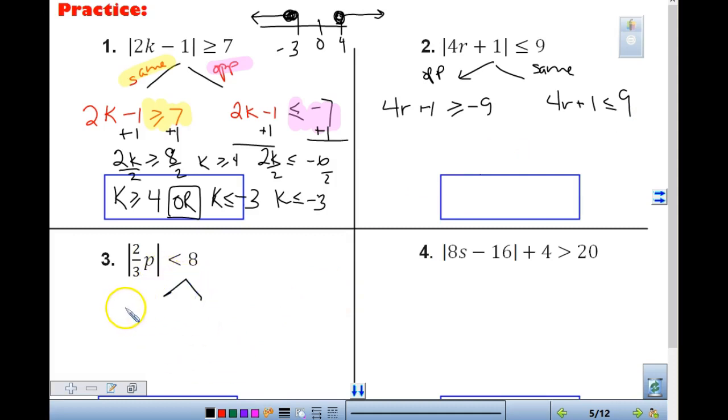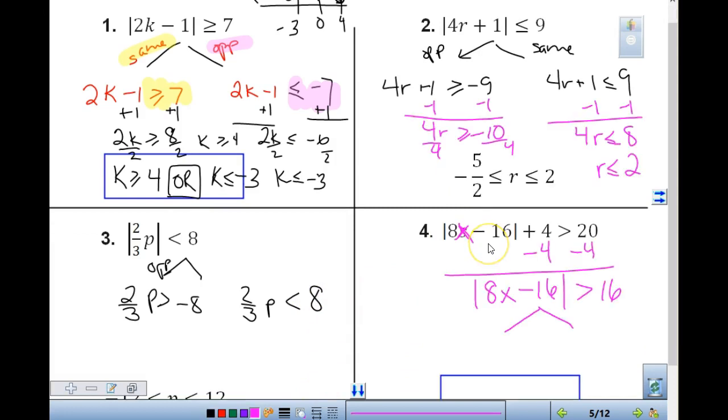This one, we're going to do right away. 2/3 times p. If we keep it opposite first, it's greater than negative 8. And 2/3 p is less than 8. So work at solving. Awesome.